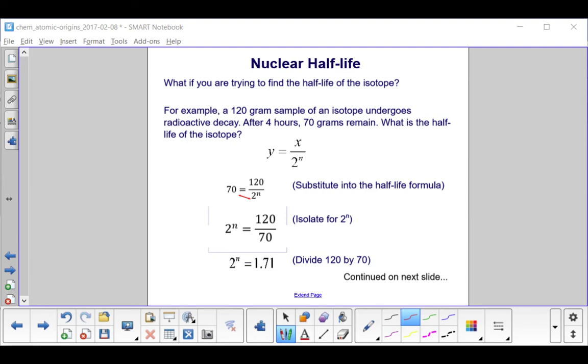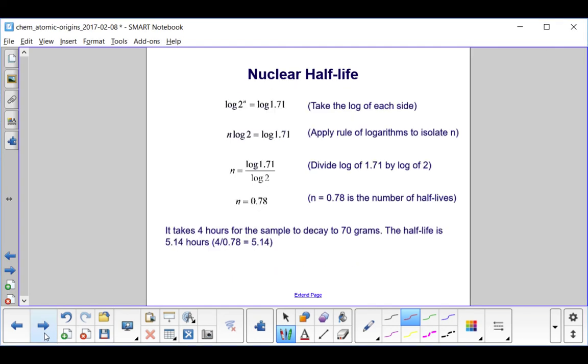And we do some algebra. We isolate for 2 to the n and solve. That's equal to 1.71. Okay, then again, when you have an exponent there you need to solve for, you have to take the log of both sides and use the rule of logarithms to isolate n. So we get n is the log of 1.71 divided by the log of 2. And when you do that, you get 0.78.